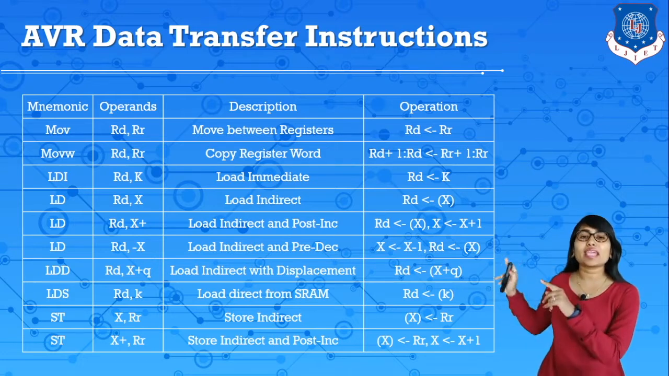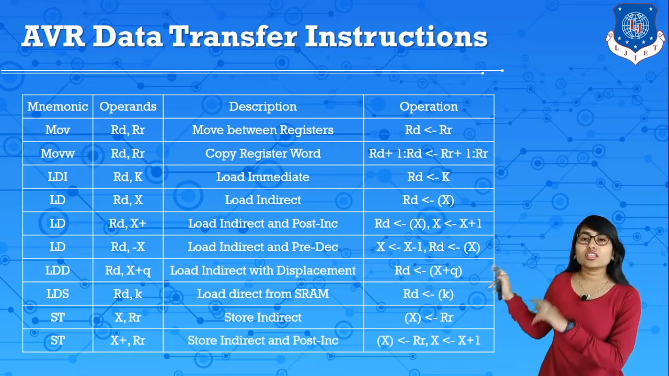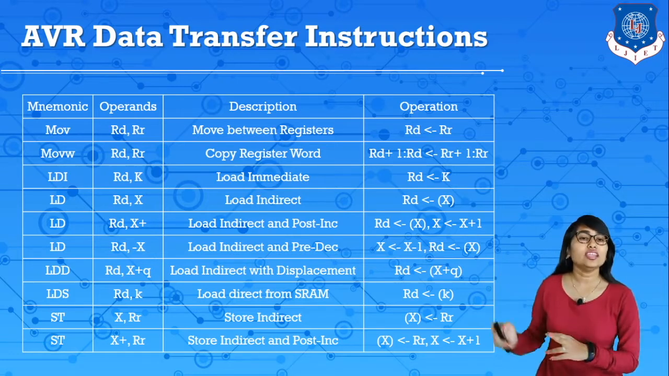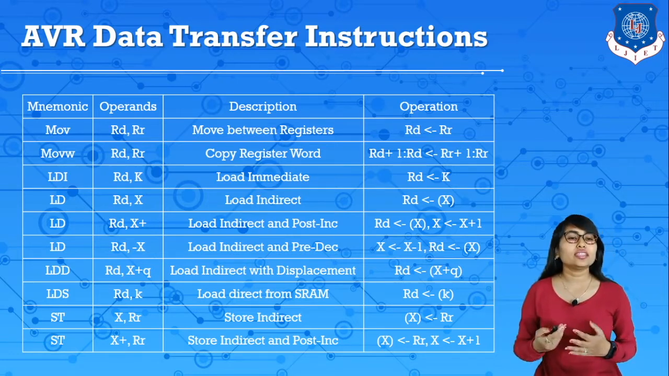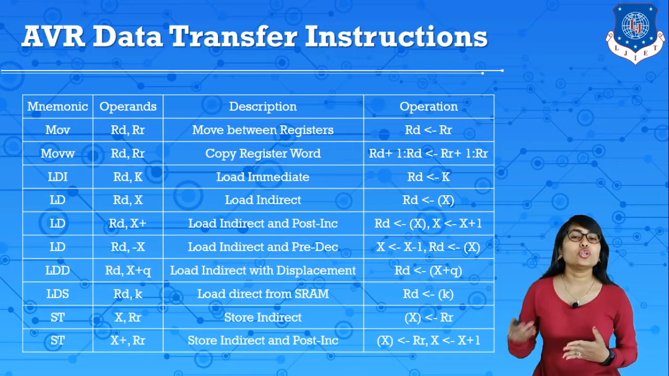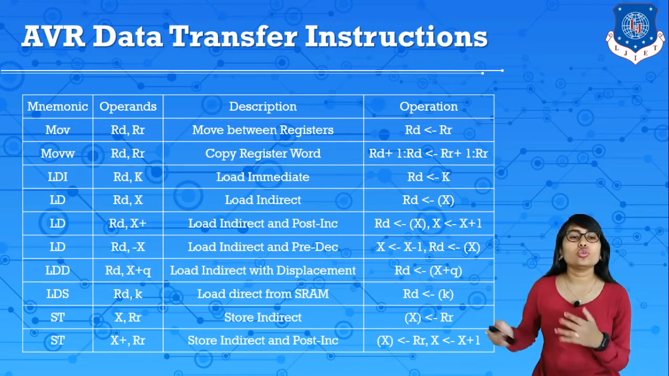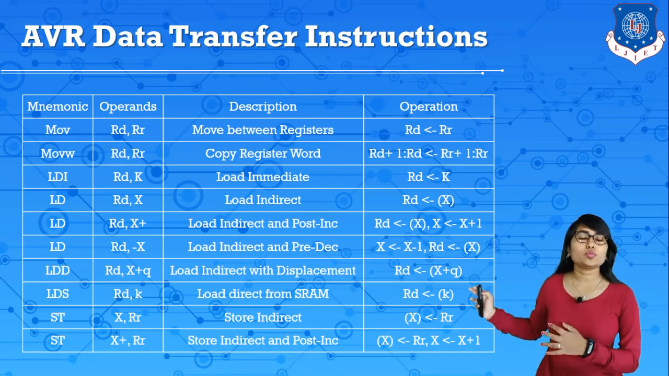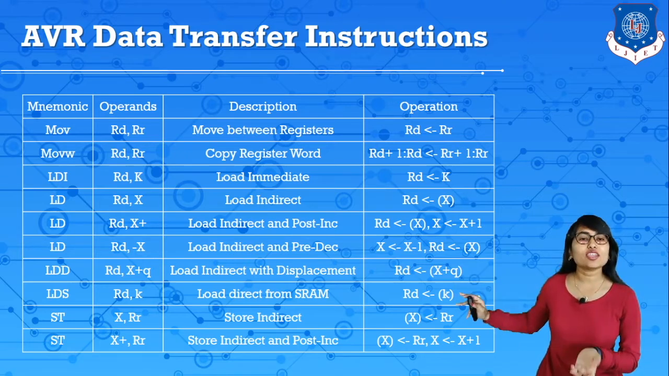Okay, so in brackets X, that means at the given address location, whatever the data is, it is copied into the RD. Now if we want to locate the data and increment the address, we have the next instruction, that is LD RD, X plus. So load indirect the data and post increment.